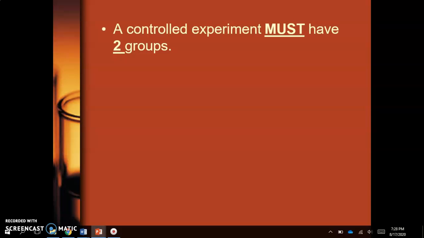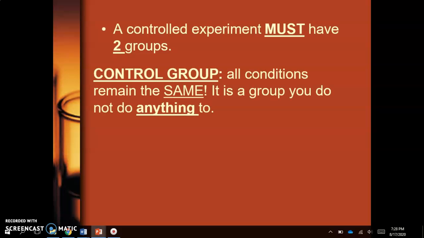So a controlled experiment must have 2 groups, okay? So this is what we mean when we say controlled experiment. The control group, where all conditions remain the same. So it's a group that you don't do anything to. Okay, so it's a group in the natural state.